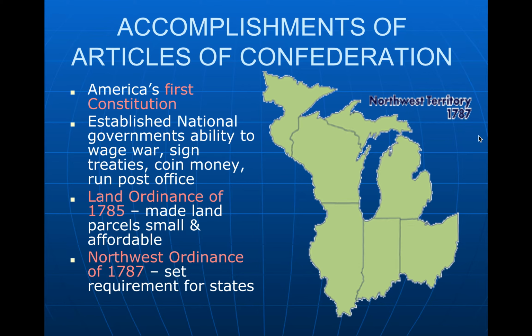Some of the accomplishments, or the noteworthy items, from the Articles of Confederation: One, it was America's first constitution. It was able to establish a national government with the ability to wage war, sign treaties, coin money, and run post offices. And then the land ordinances of 1785 and the Northwest Land Ordinance of 1787 helped with acquiring new territories, selling off land, and establishing the requirements for applying for statehood.